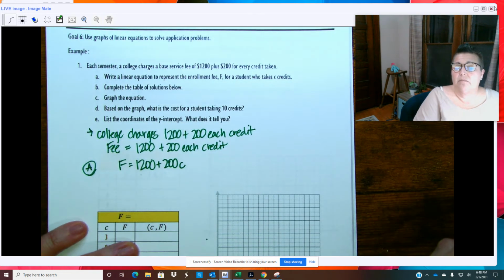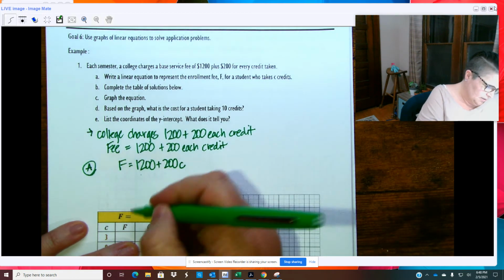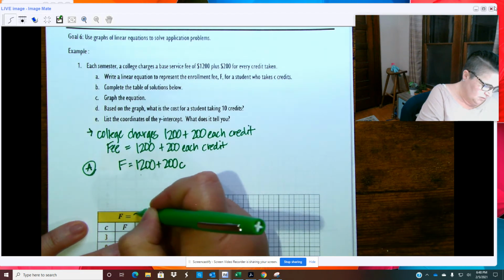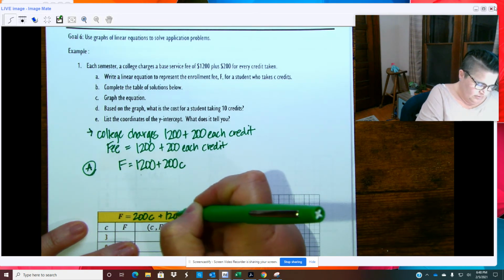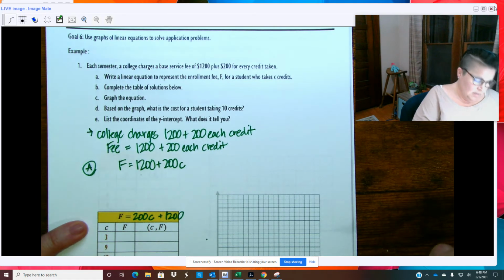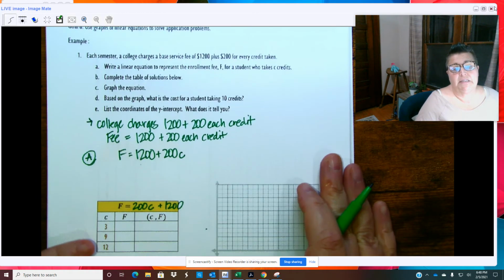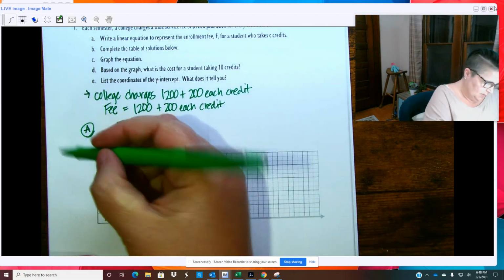That's part A. The fee is $1,200 plus $200 a credit. I'm going to put the credits first, so I'm going to put this as 200C plus 1,200. The second part says to complete the table of solutions. So here's my part B.